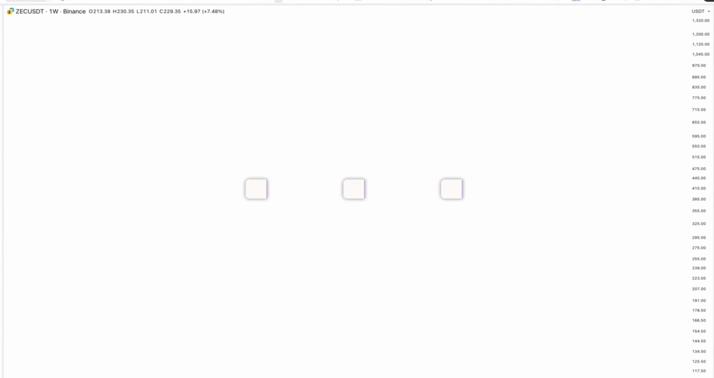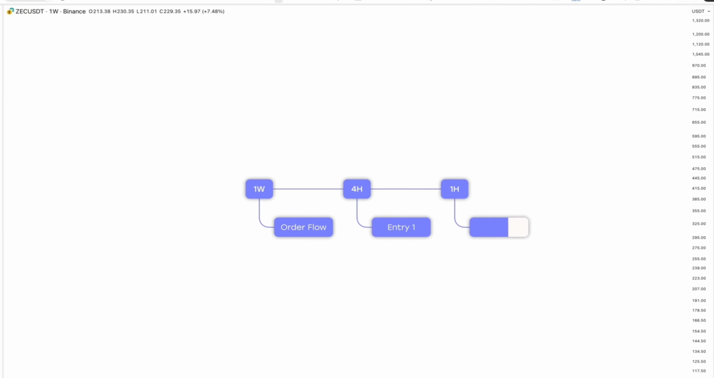For our work, we will use a combination of 3 time frames: weekly, 4-hour, and 1-hour. The weekly chart is needed to determine the current order flow. The 4-hour chart is used to open the first trade, while the 1-hour chart is for its confirmation as well as for opening a second independent trade.